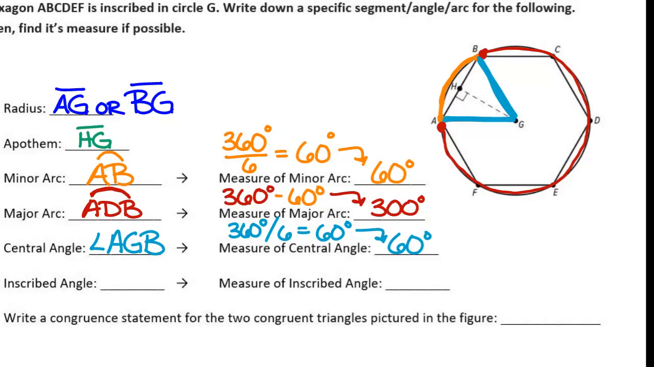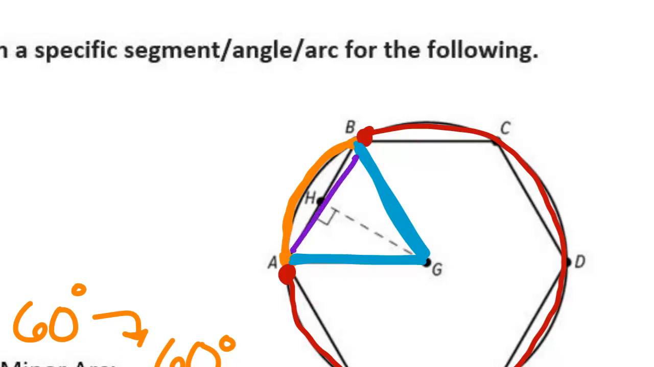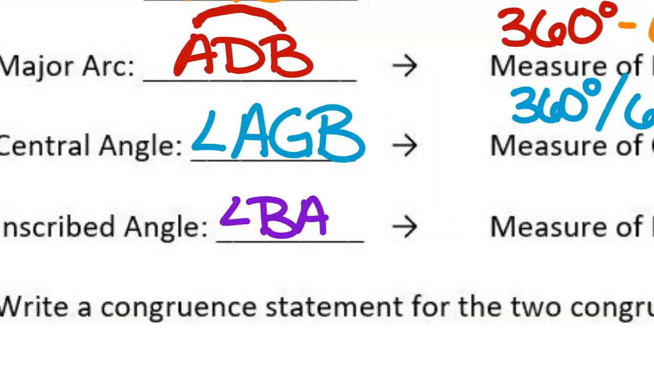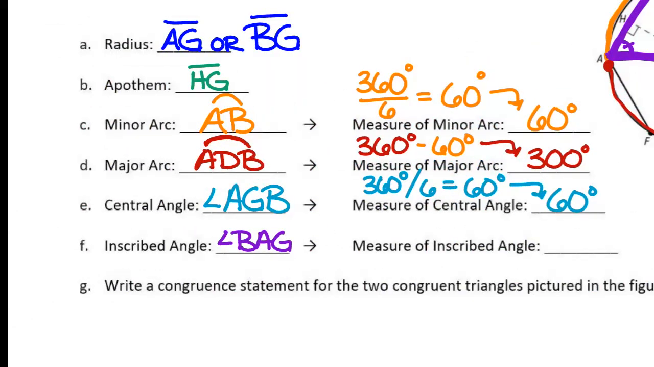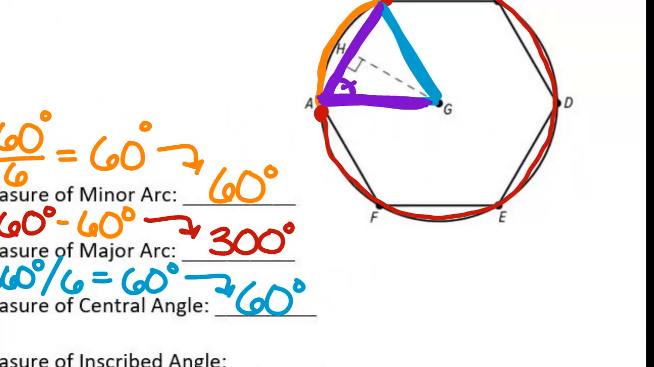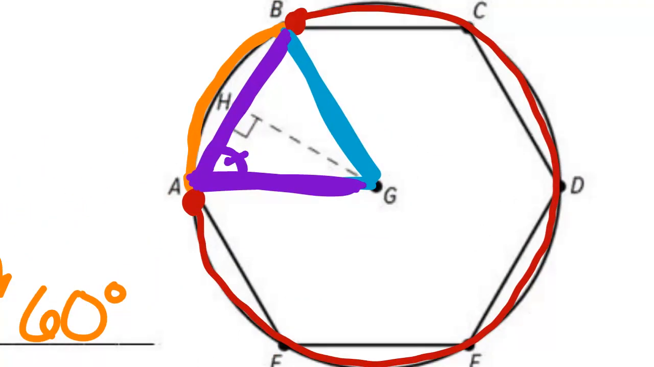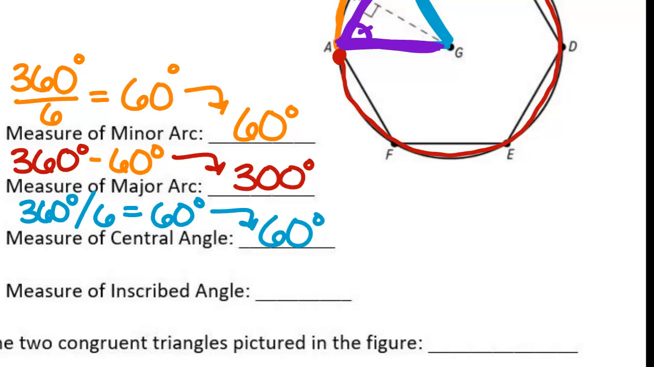An inscribed angle has to have its vertex on the circle. So this would be an example of an inscribed angle right here. So BAG. We want to find the measurement of that angle. So I am going to recopy this apothem right here, HG.